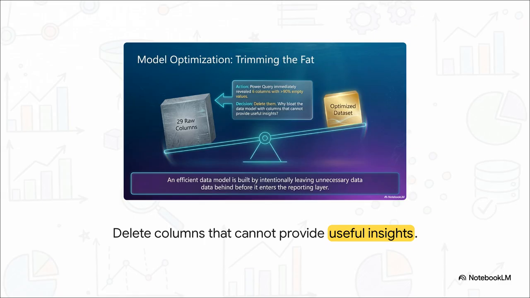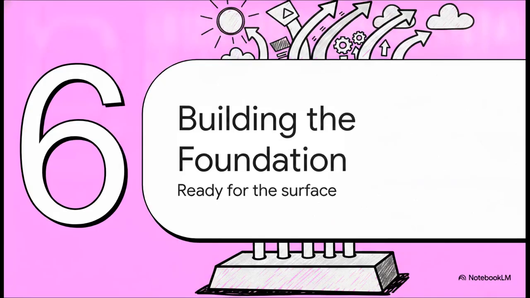It's also about optimizing and trimming the fat. Remember those 29 raw columns we started with? Well, Power Query profiling immediately revealed that 6 of those columns were over 90% empty. The decision here requires intentionality. Just delete them. Seriously, why bloat your data model and slow down your refresh times with columns that cannot possibly provide useful insights? An efficient data model is built by intentionally leaving unnecessary data behind before it ever crosses into the reporting layer. With our data beautifully profiled, shaped, and optimized, we reach Section 6, Building the Foundation, ready for the surface.